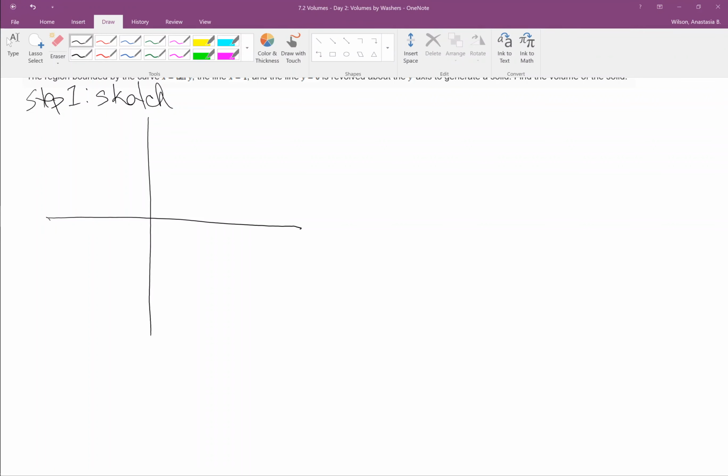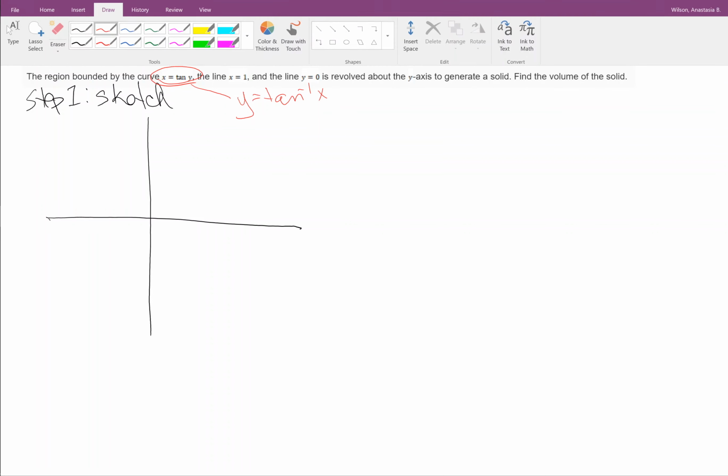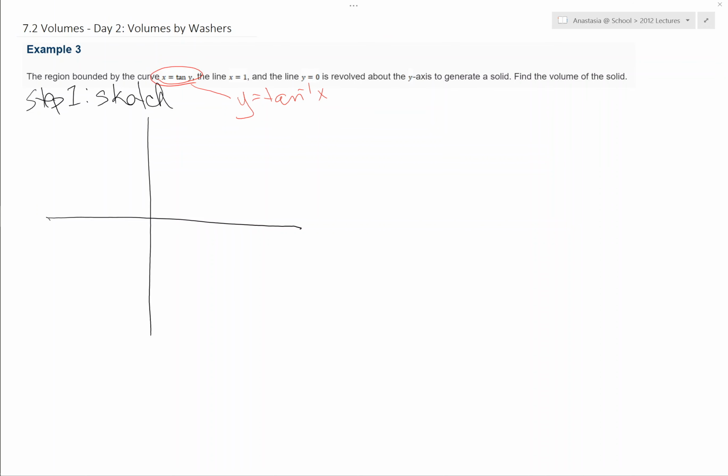Now let's start with the curve x equals tangent of y. If we solve for y, we get y equals the inverse tangent of x. So then the question is, what does the inverse tangent function look like? Well, if you don't know what it looks like off the top of your head, the easiest way to graph it is to instead graph the tangent function and then to flip it over the line y equals x, because these are inverse functions and that's how graphs of inverse functions are related.